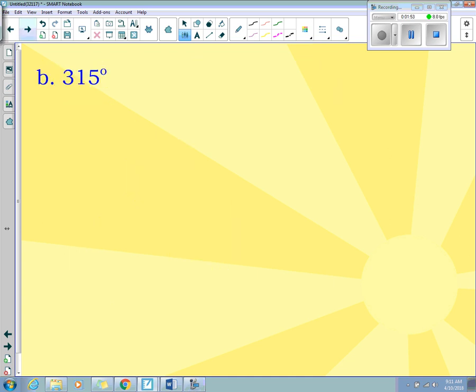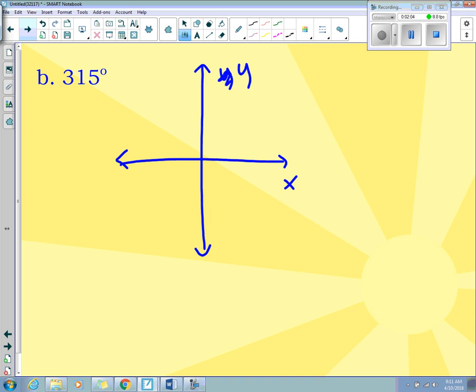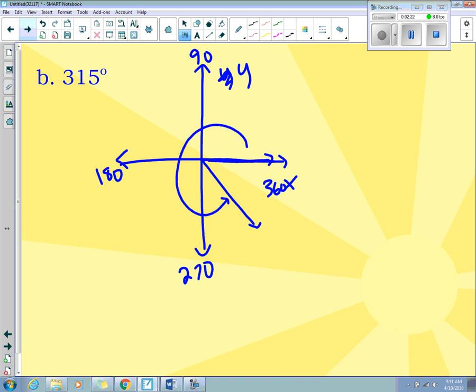So if we go on to angle 315, we will start out the same way. And then we will mark down our key measurements to make it easier. So 315 would be here in quadrant 4. But what we have to think about is that it starts here and opens all the way up to here.